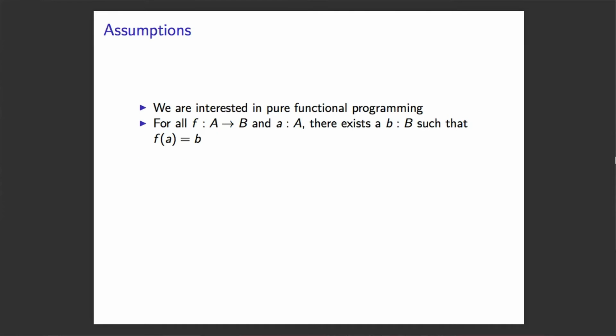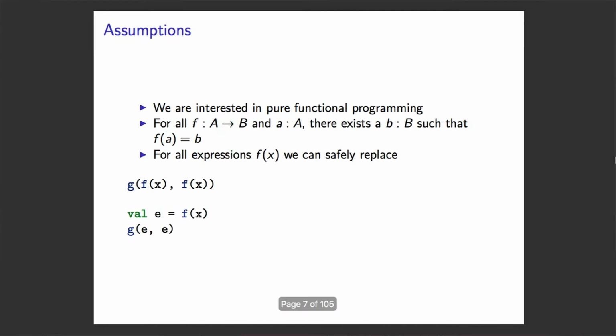The second thing is for all expressions, say f of x, we want to be able to factor it out in our program. So if I have a larger expression, say g of f of x, I want to be able to pull f of x out into a variable e and then substitute e wherever f of x was. And this refactoring should give me the exact same program.